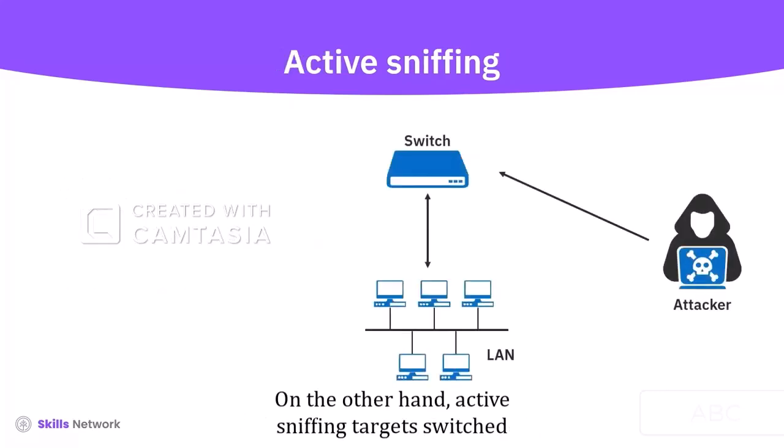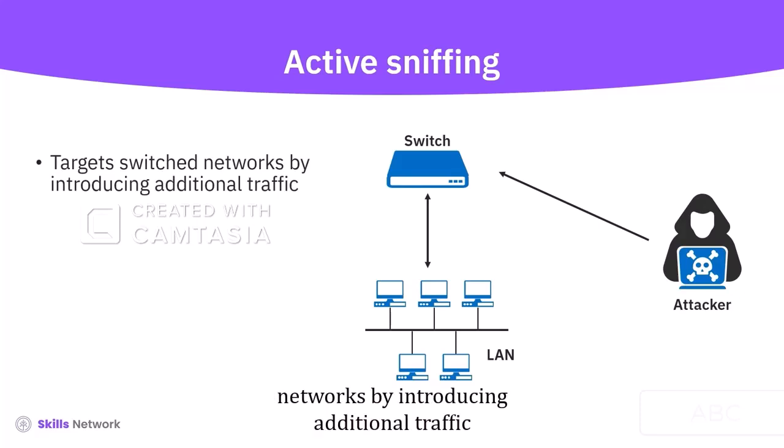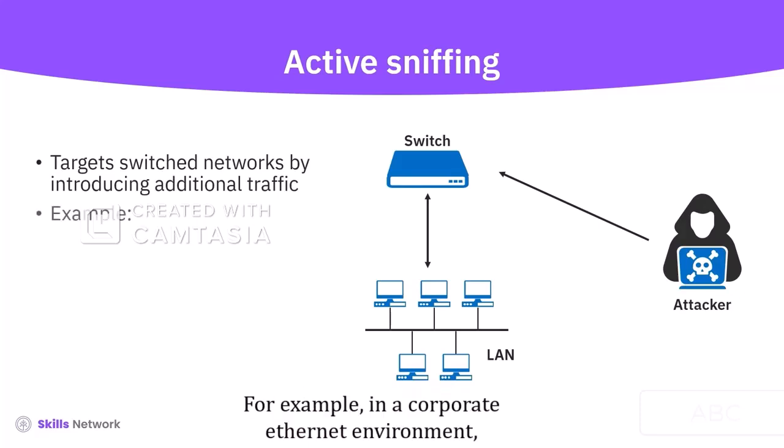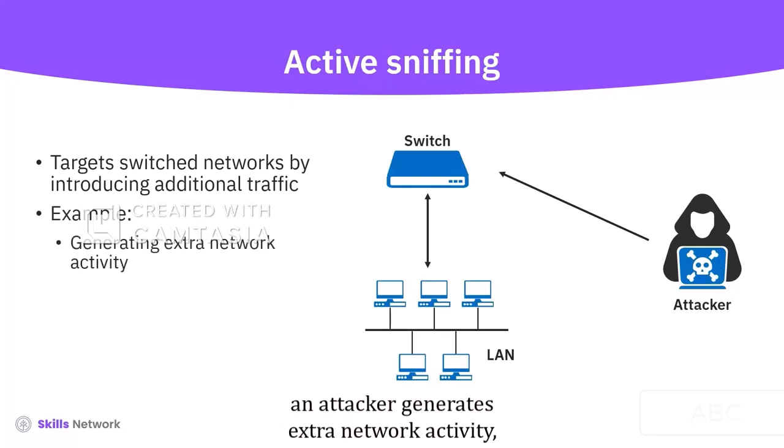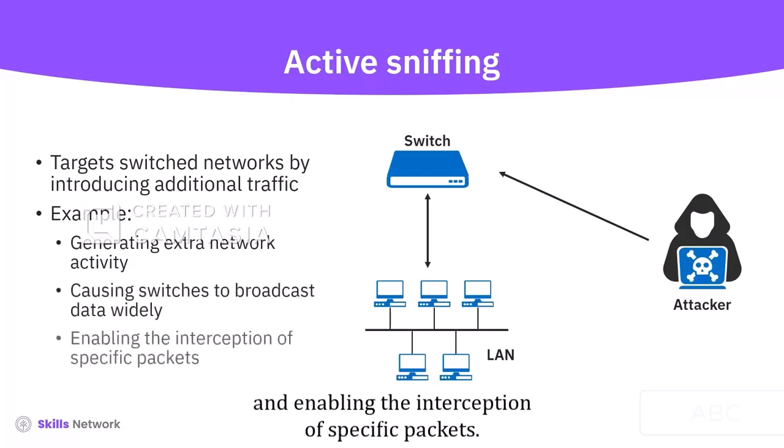On the other hand, active sniffing targets switched networks by introducing additional traffic to manipulate data flow. For example, in a corporate Ethernet environment, an attacker generates extra network activity, causing switches to broadcast data widely and enabling the interception of specific packets.